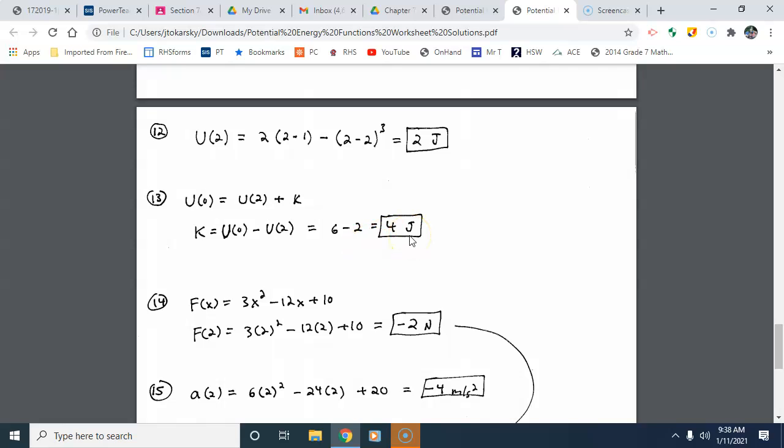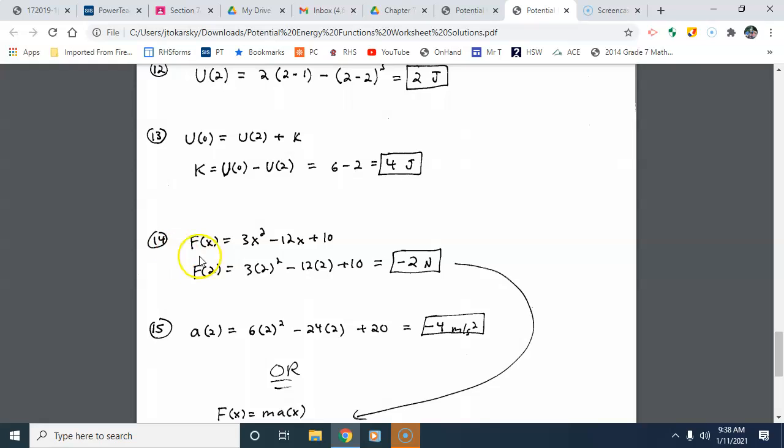Number 14, what force is being exerted at this position? So we go to the force function we derived already. I went back to the one I derived in number 10 that I already had in this form. It doesn't matter what form it was in as long as you evaluate it at that position. That must mean a force of negative 2 newtons is acting on it.